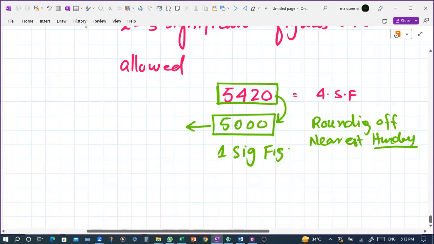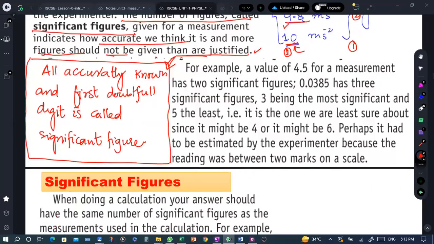So when I go through the rules of significant figures mentioned in your book, I will be basically having this example. For example, a value of 4.5 for the measurement has 2 significant figures, but 0.385 has 3 significant figures. 3 being the most significant and 5 being the least significant. Is this very clear to you?